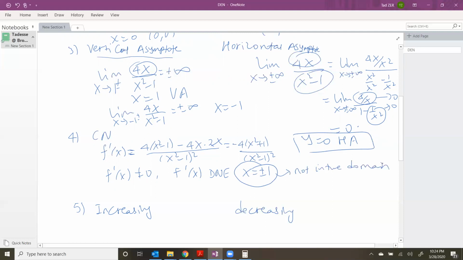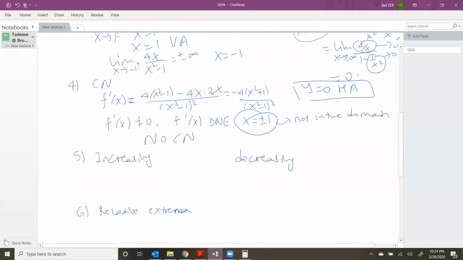So my conclusion will be no critical number. Okay. Now it says find the interval where f is increasing and decreasing. So for increasing, what you have to do is determine the sign of the derivative. Now, the partition numbers for the derivative are plus or minus 1. So I'll just say minus 1, 1 here.